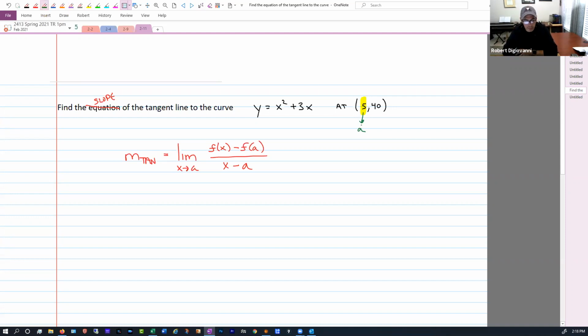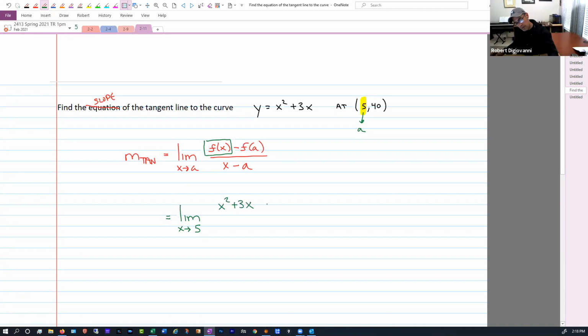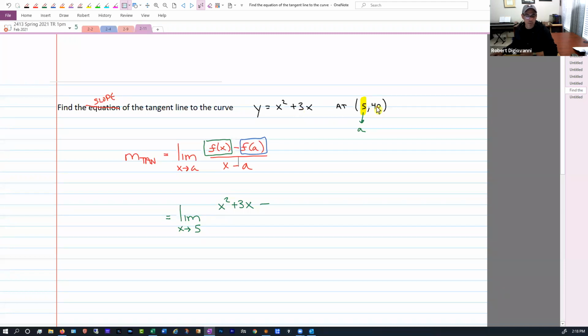Okay. Let's see if we can figure this out. This is equal to the limit as x approaches 5, because a is 5. What is f of x? I'm trying to do this top left corner right now. What's f of x? The equation itself, x squared plus 3x. Minus, now what is f of a? 40. Well, that's just plugging what into this thing? 5. Plug 5 into this, and you get 40. We know that because of this point, right?